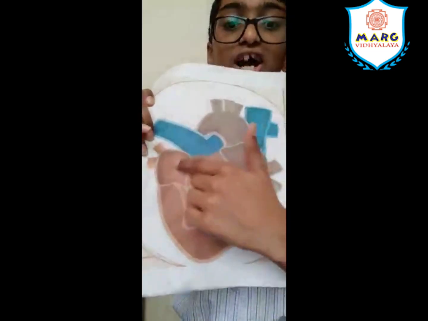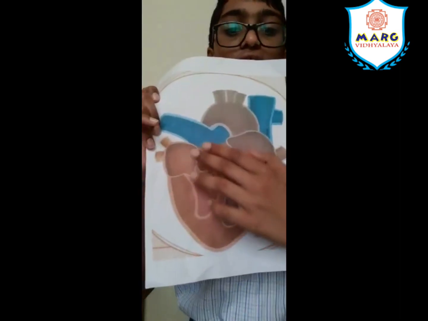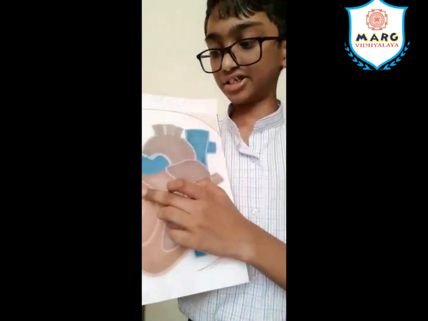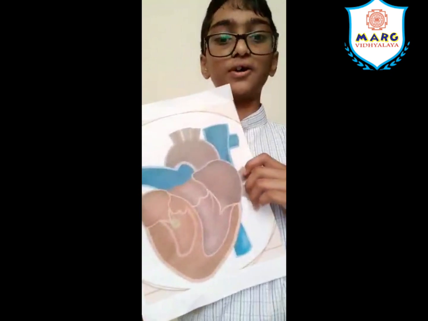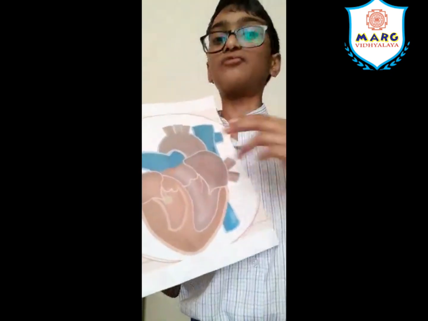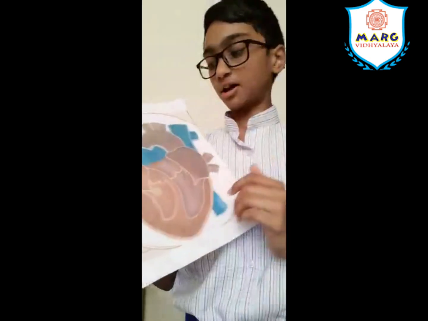This is the atria and this is the ventricle. This is the left atria and this is the right atria. This is the right ventricle. This is the left ventricle. So we have right and left just to differentiate their names.